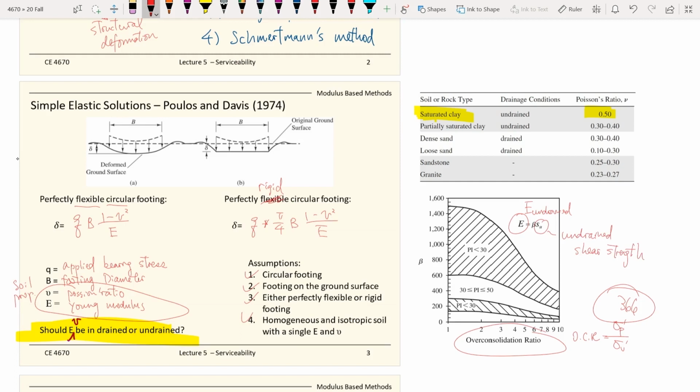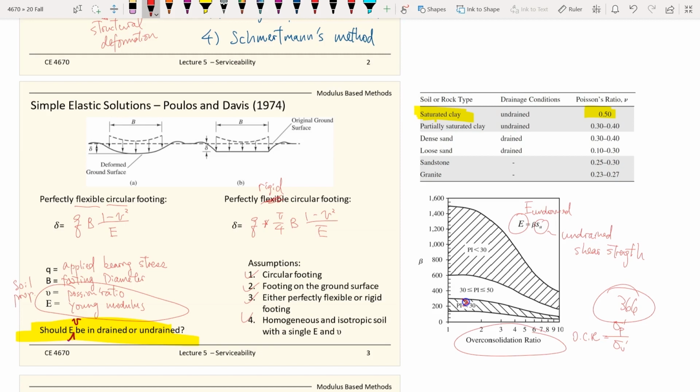And in fact, you see there's quite a bit of uncertainty. For example, for soils with a PI less than 30, you have a huge range in terms of different OCR. So I believe this should be greater. This is from a textbook. So those graphs are from a textbook. I believe there's maybe a typo on this figure.